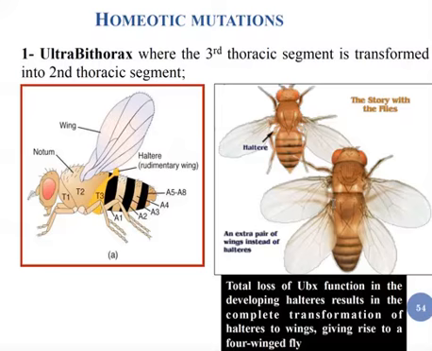So here we can see the halters are always attached to the third thoracic segment in a normal fly, while the wings are present and develop usually on the second thoracic segment. When we have a loss of UBX, ultrabithorax, this will develop wings as well on the third thoracic segment instead of halters. Okay, so that's why we get four-winged flies.